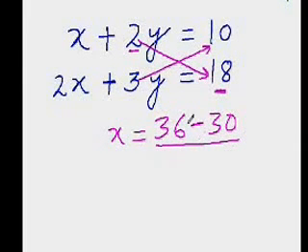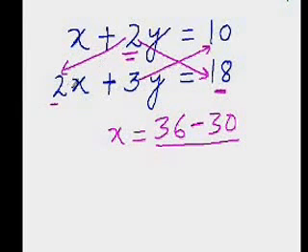Now let's find the denominator as well. To find the denominator, all you need to do is multiply this number again with this number, like this. So 2 times 2 is 4, and subtract from it the product of this number and this number.